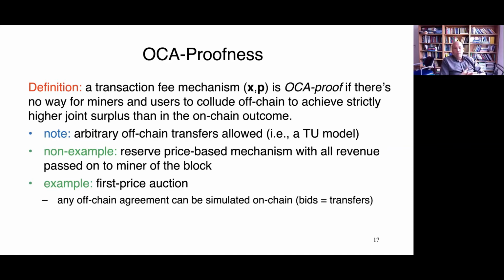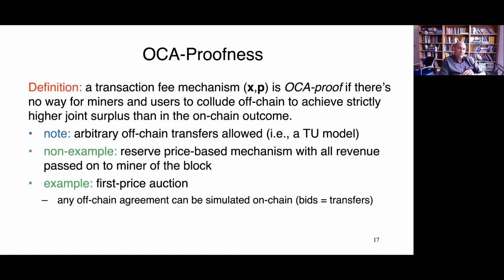So to understand this definition, we can go back to a first price auction, the pay as bid auction, and it's easy to convince yourself that that's OCA proof. You're really not worried about collusion because whatever side payments the miner and users wanted to do outside the mechanism, they can do perfectly well in the mechanism, just by having the users bid whatever it is they would have been paying the miner in the side payment. So there's really no point in going off chain if it's a first price auction.